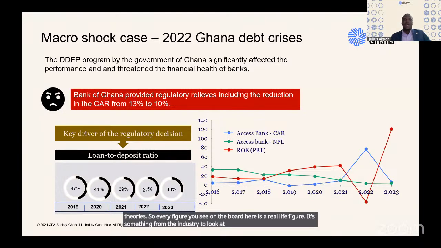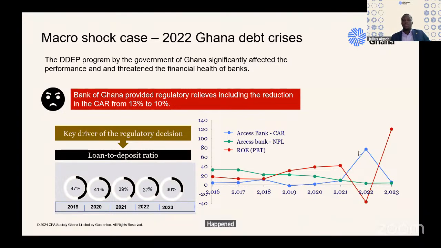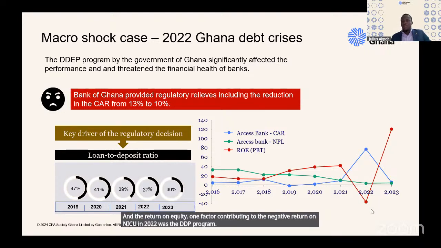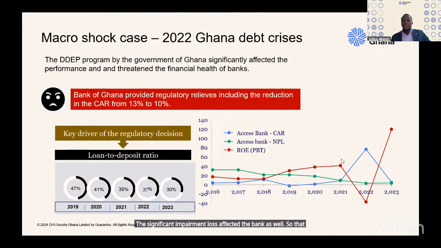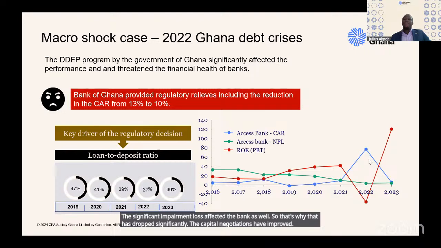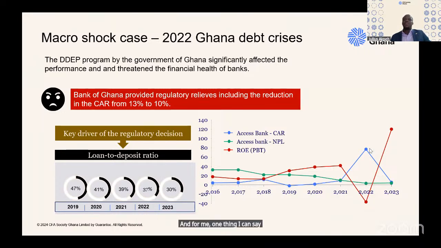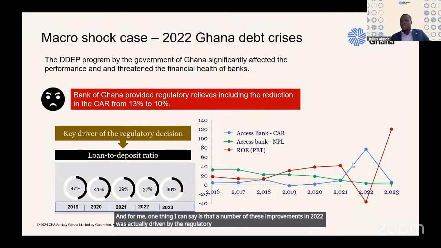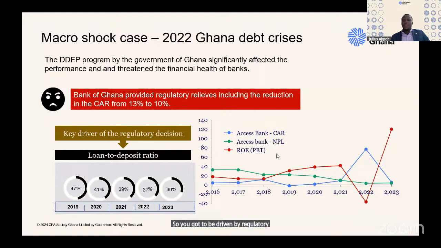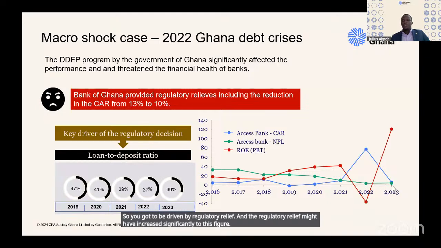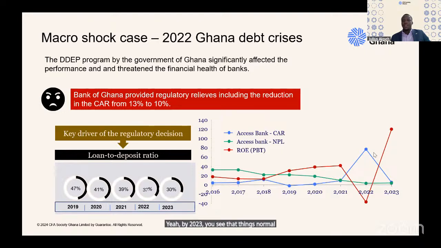So this is a special case. I picked it up to tell you what happened in 2022. In 2022, the trouble in the economy caused a lot of banks to do badly. And one factor contributing to the negative return on equity in 2022 was the DDP program. So the significant impairment loss affected the bank as well. That's why it dropped significantly. The capital adequacy ratio improved. And for me, one thing I can say is that a number of this improvement in 2022 was actually driven by the regulatory relief, right? Significantly driven by regulatory relief, and the regulatory relief might have increased this significantly to this figure. But in 2023, you see that things normalize again, when perhaps the regulatory relief was extensively used in 2022 compared to 2023.